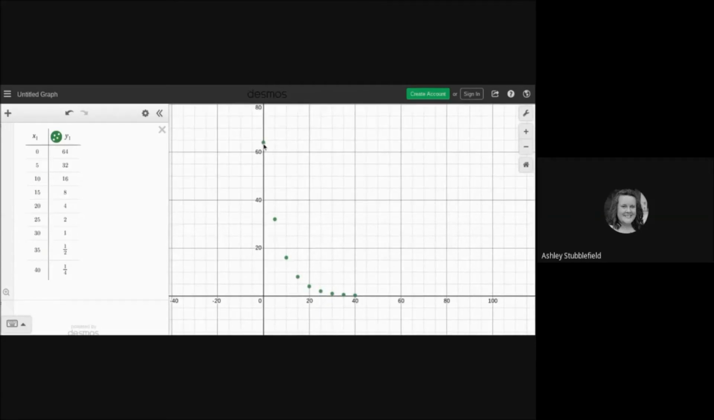So you can see at 0, when we first drank the drink, it was 64 milligrams of caffeine. And then after 5 hours, we were down to 32, then 16, and so on. Notice that this is not a straight line. It's not a linear function. This is an exponential function.